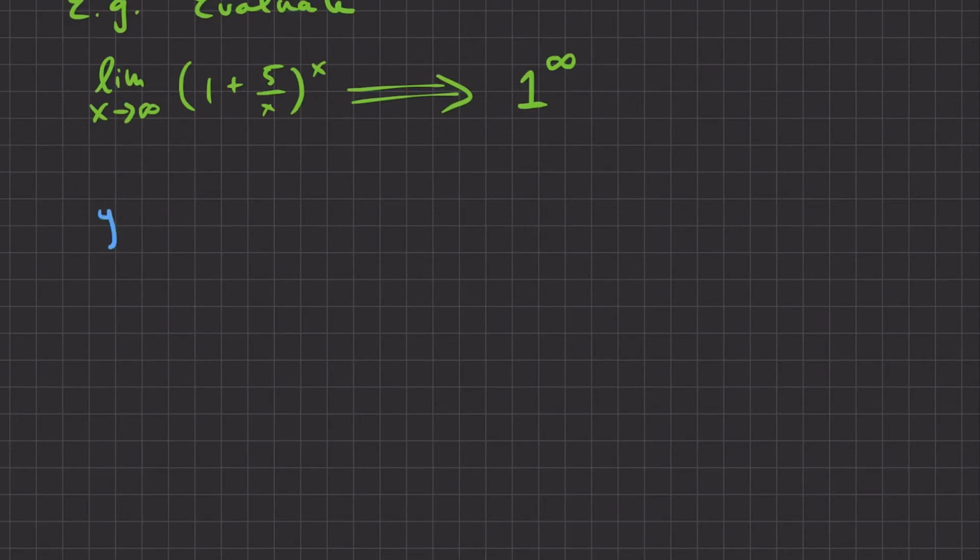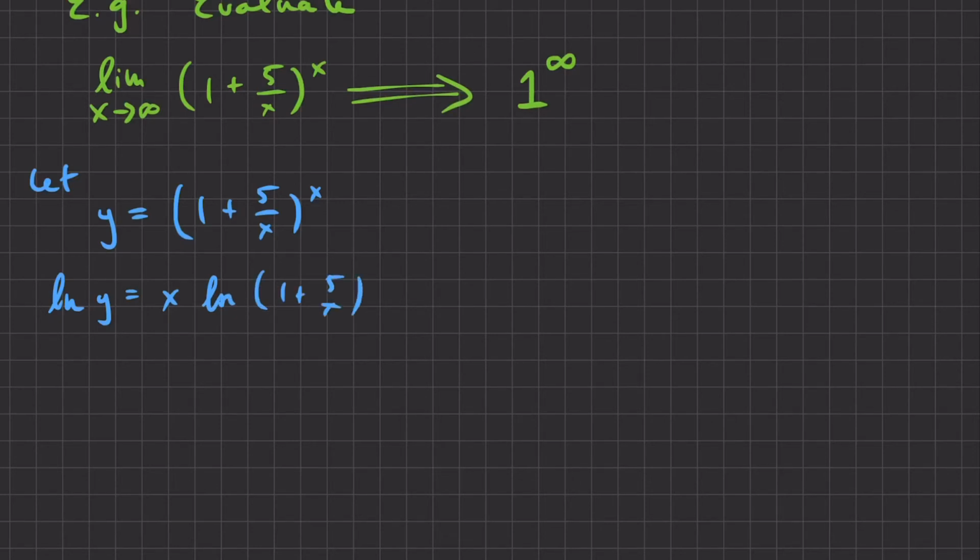So the first thing we'll do is we'll set y equal to (1 plus 5 over x) to the x, okay? So we're introducing our own variable. So if we want, we could say let y equal (1 plus 5 over x) to the x. Now, one of the things that I don't really like about this is that we've got x as an exponent. So let's bring the x down. So we'll take the natural log of both sides. So we'll say the ln of y is equal to x times the ln of 1 plus 5 over x. Okay? So far, so good.